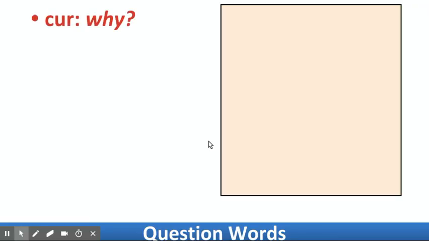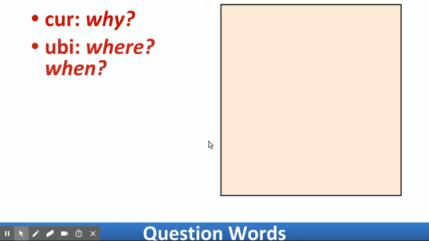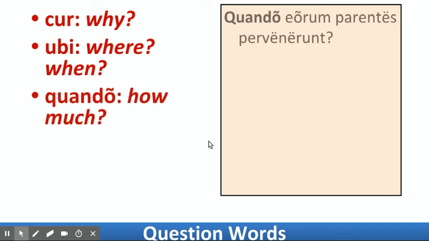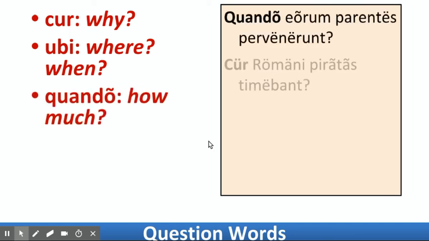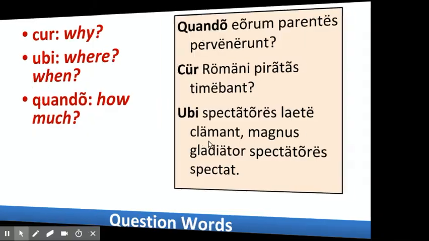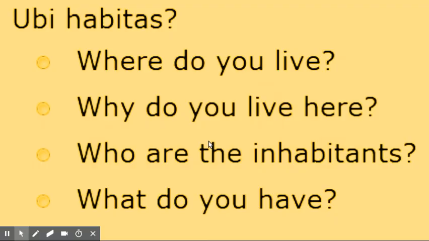All right. And adverb interrogatives. When you want to ask questions. Adverbs describe verbs. Cur, why. Ubi, where or when. Quando, when. Quando eorum parentes veniunt? Cur Romani, why. And then, of course, ubi, where or when. Ubi habitas? Where do you live?